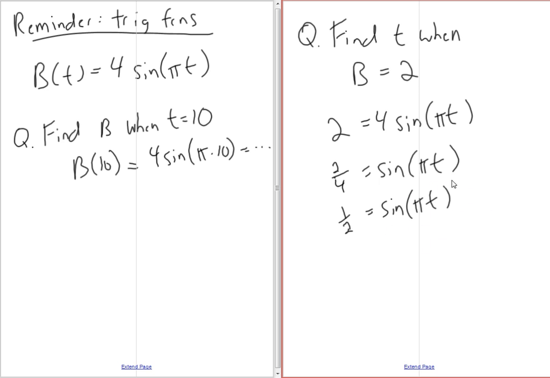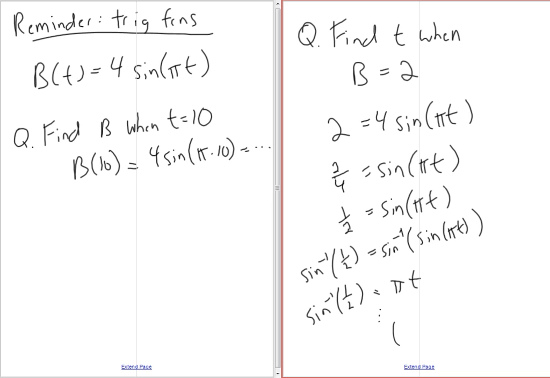If you recall, the way you get rid of a sine, cosine, or tangent is with the inverse. So one way you can do this is you could take the inverse sine of both sides: inverse sine of 1/2, and the inverse sine of the sine of pi t. The inverse sine and the sine are just inverse operations. They cancel each other out. So we have over here inverse sine of 1/2 is equal to pi t. You can plug that into your calculator, then divide both sides by pi, and end up with a nice answer for t.